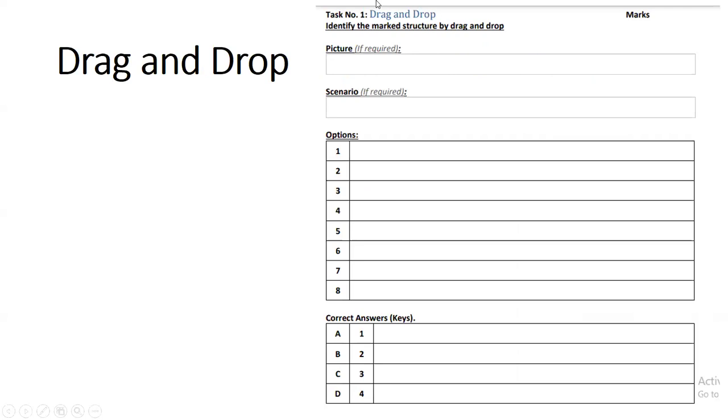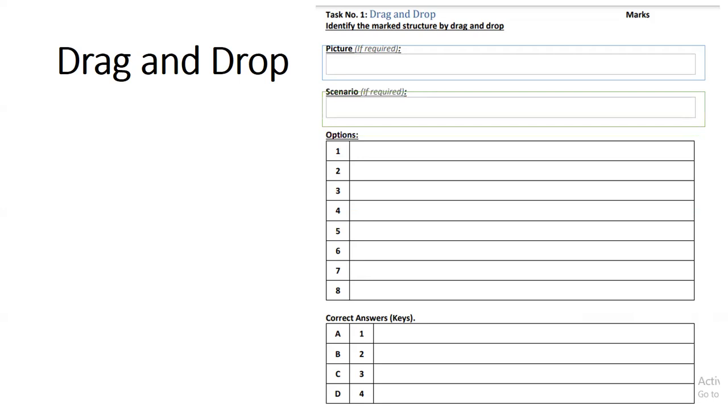This is the format that you will have in front of you, where you may put a picture or a scenario or both. It depends upon what content you are about to ask. A picture for drag and drop is better than a scenario, but it depends upon what content you want to ask. And it's all about your objective.